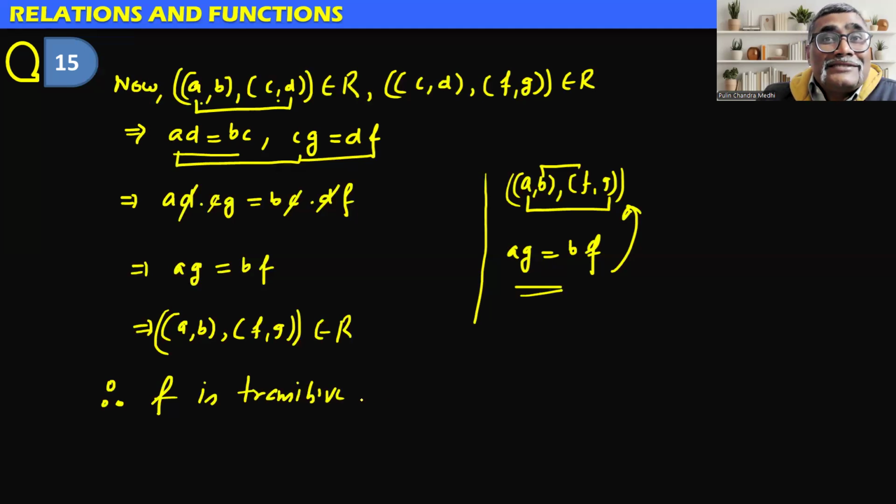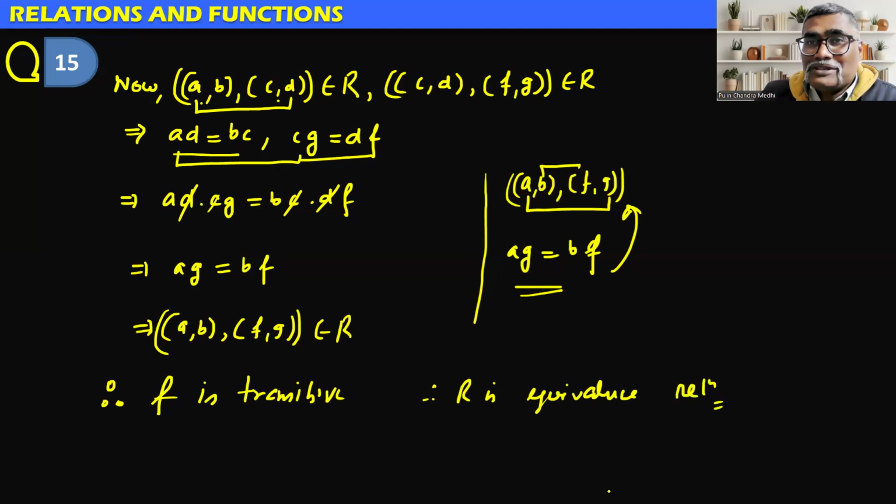If R is transitive, overall, what did you notice? It is reflexive, symmetric, and transitive. Therefore, R is an equivalence relation. It's again a very important question. It is one of the probable questions, so do practice it. Okay, so pause the video and try to understand it. Let's go for another important question.